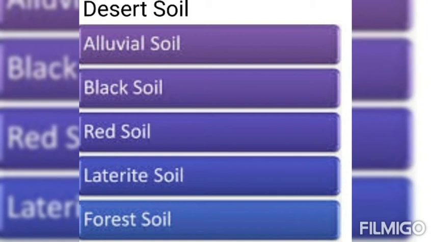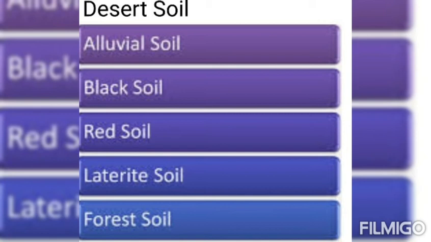Black soil is formed due to weathering of igneous rocks. It is formed in those areas where there was volcanic eruption. Red soil is of course found in southern India, and it is formed due to weathering of igneous and metamorphic rocks. It is red in color due to diffusion of iron. This soil can be made fertile by applying fertilizers.